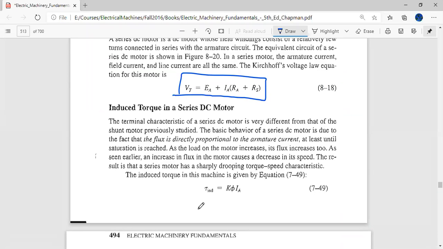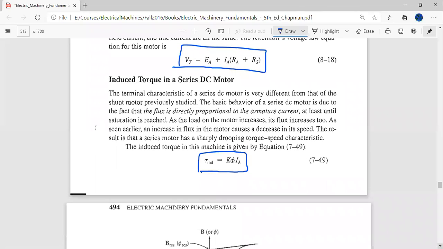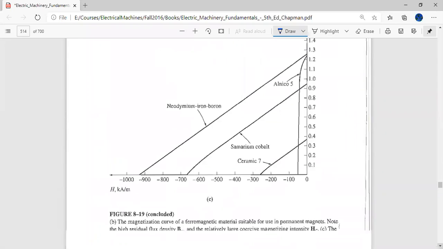Okay, so the very important relationship in this type of motor is this one. This is a generic relationship that the induced torque in any motor, AC machine or a DC machine, has a direct bearing on the flux. It is directly proportional to the flux times the armature current. This is true even for the AC machines, synchronous machines, as well as the DC machines, as we have done before.